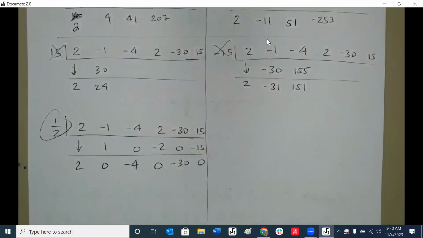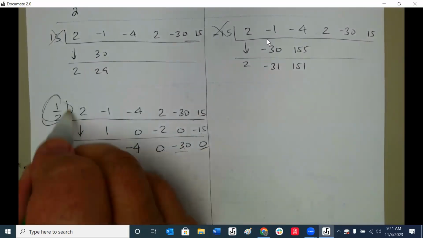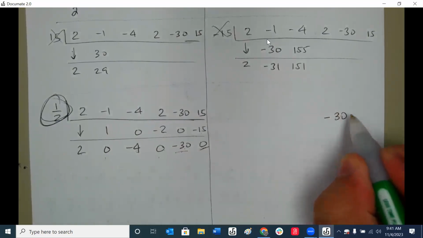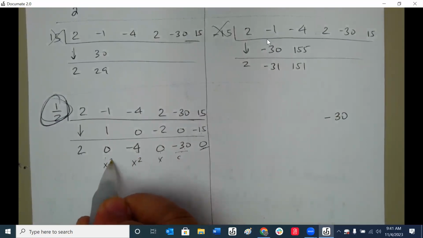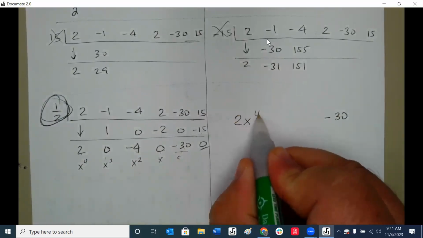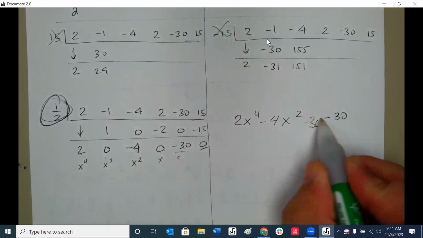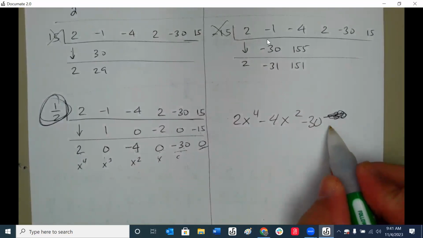But here's the beautiful part about this. Whenever you have this kind of sequence, it's missing things. Let's see what this one looks like. That's the 0, so that's a constant. This is one of our first solutions, so that's good. This is a constant. That's the x. This is x squared. This is x cubed, and this is x to the 4th. So we have 2x to the 4th minus 4x squared minus 30 equals 0.